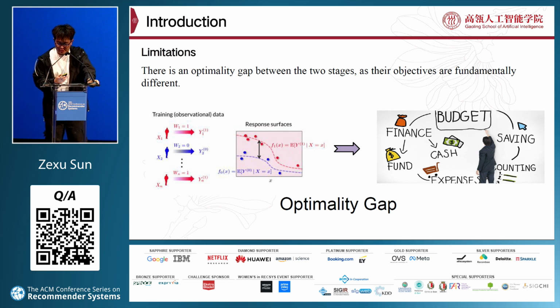Secondly, there is an optimality gap between the two stages, as their objectives are fundamentally different. For example, with a significantly low total budget, an effective allocation algorithm should distribute incentives solely among a small subset of users who exhibit high sensitivity to incentives. In such a case, a well-trained uplift model might exhibit a wrong marketing effectiveness, if the model demonstrates higher precision across all users on average, but performs inadequately in the subset of users.